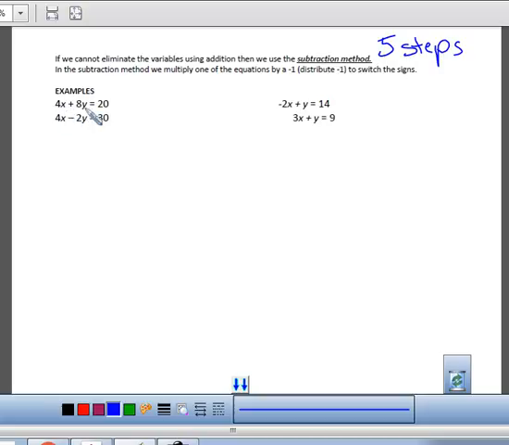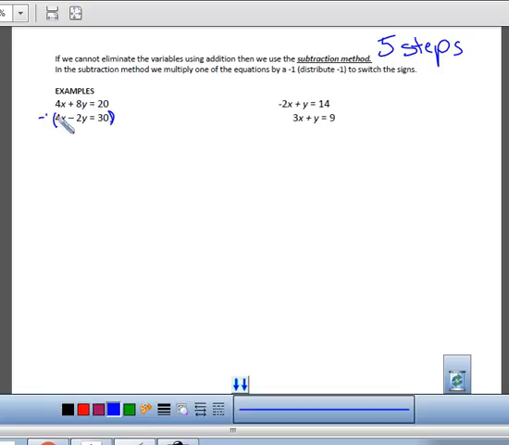Alright, so when I look at these, the first example, 4x plus 8y equals 20, and 4x minus 2y equals 30. If I were to add them the way that they are, I won't be getting rid of any of the variables. But I notice I have 4x and 4x. If one of these was negative, I would be able to get rid of it. So I can make it negative by multiplying by -1.